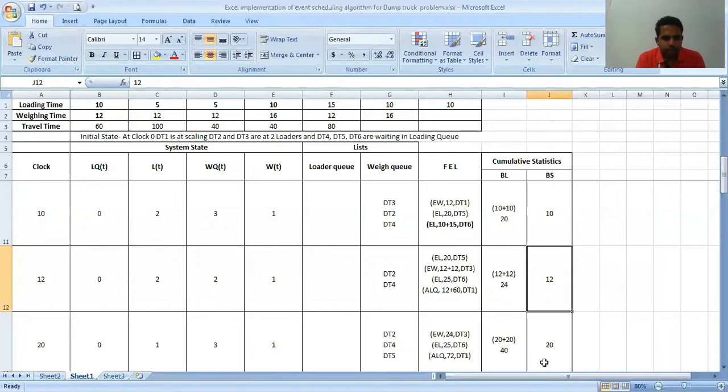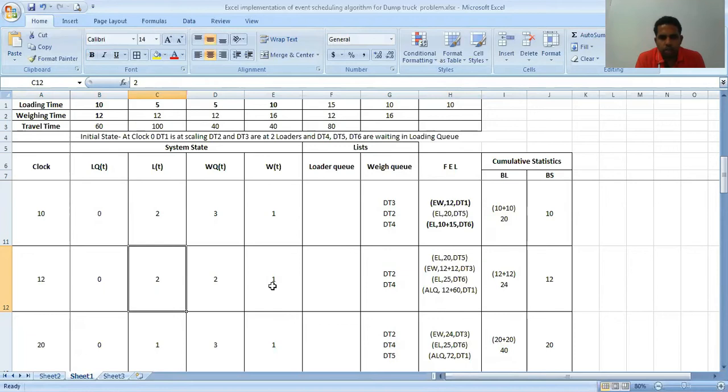In the next iteration, the next imminent event is EW, 12, DT1. This notice has to be removed from the future event list and we advance the clock to 12. Because no dump truck is in the queue of the loader, LQT will still remain 0 and L of t is going to be 2 because the notice is not related to the loader. It is related to the weighing machine. That's the reason L of t will be 2.